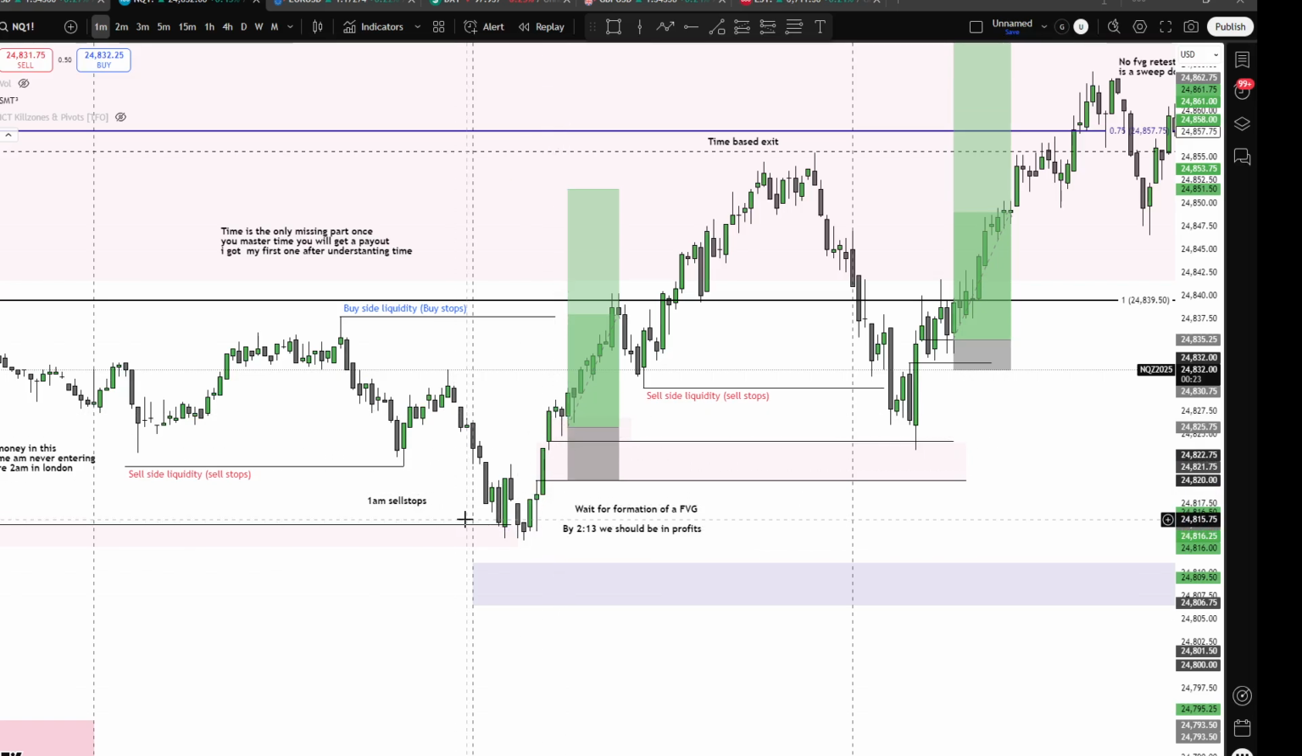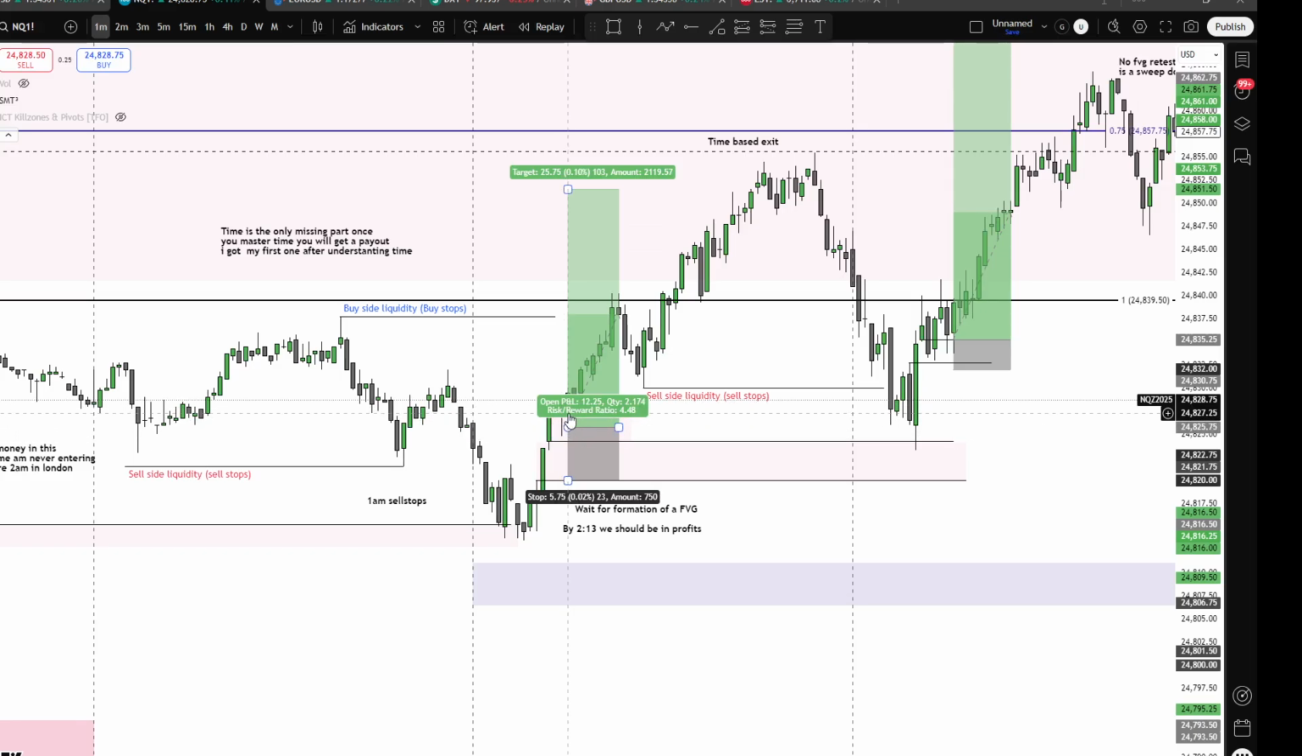So between 2 o'clock and 3 o'clock, wait for the sweep of the 1 a.m. lows. Once we sweep the 1 a.m. lows, you want to wait for a fair value gap. Don't enter. Wait for another, second fair value gap, wait for price to return to this gap and give you a reaction, then you can enter.